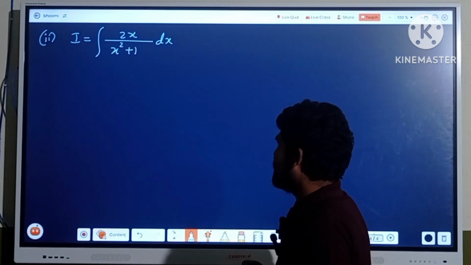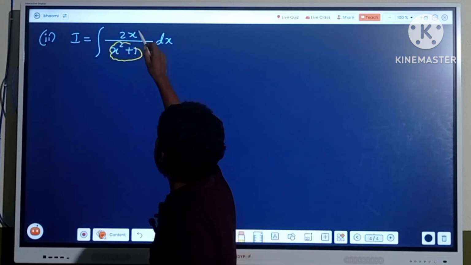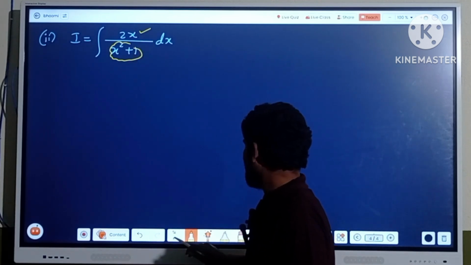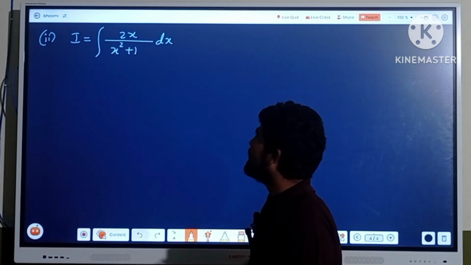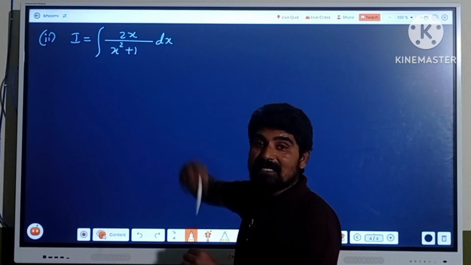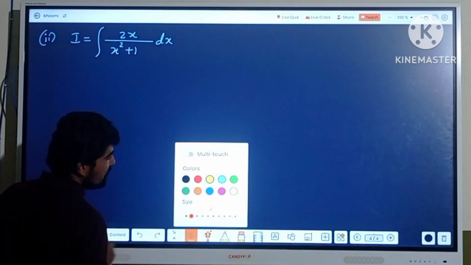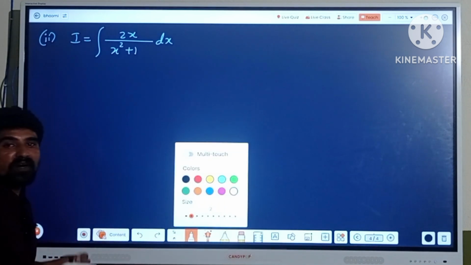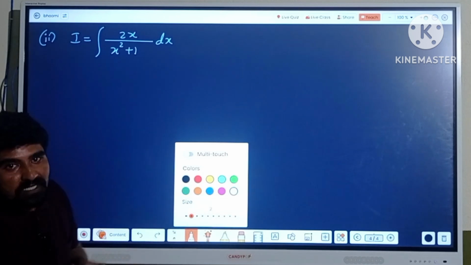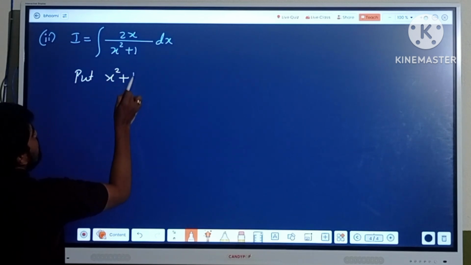Observe here, the derivative of x square plus 1 is equal to 2x. So it means this integrand consists of a function as well as its derivative. The function is x square plus 1 and its derivative is 2x. Therefore, it can be solved by using the substitution method. Firstly, we need to consider the function, x square plus 1, as some other variable, t. So here I am going to substitute x square plus 1 equals t.